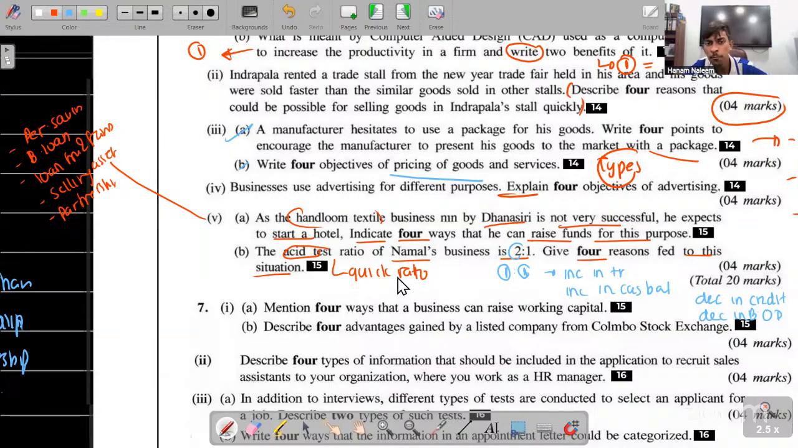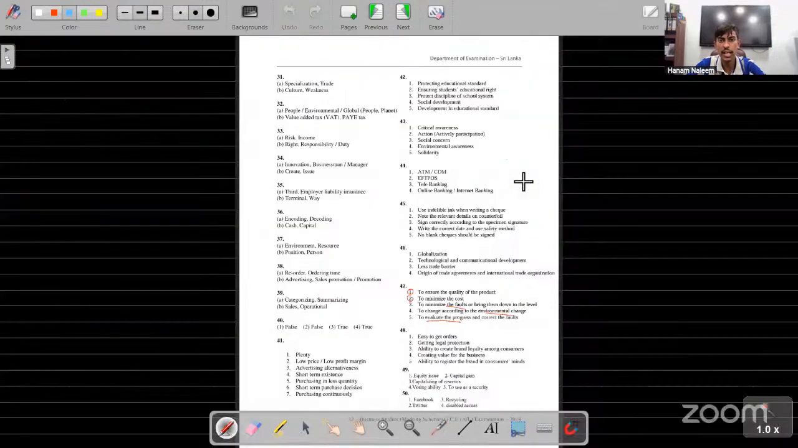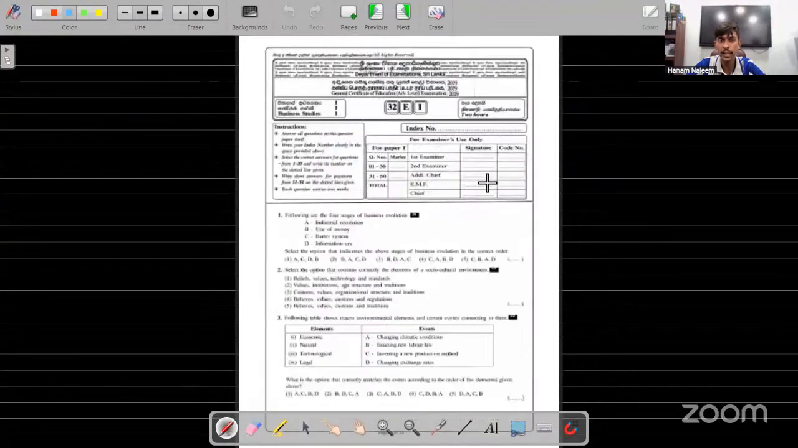Okay, fine. Then, mention 4 ways that a business can raise working capital. So this is a question which was repeated almost 4 to 5 times. Working capital is the money which is needed for your day-to-day business activities. Okay, so I'll show you the answer scheme, because this is a question which has been repeated many times.